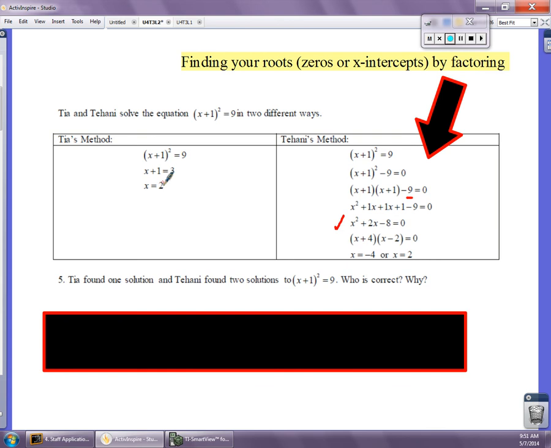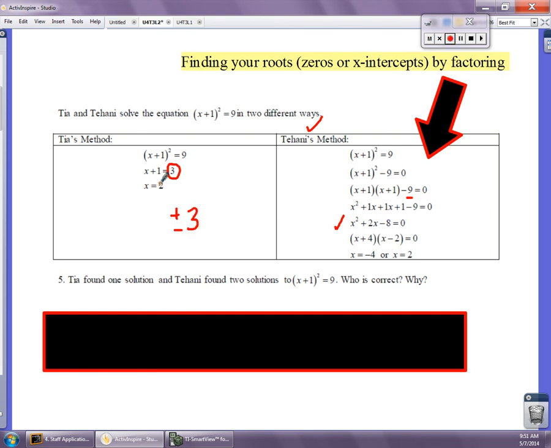Tia's method, it asks you which one is correct. And it's actually Tahani who did it correctly. Tia did it incorrectly. Can you tell where Tia went wrong? Well, it's what we just talked about. When you took the square root of both sides, she said that the only thing that gets you 9 when you square root is 3. But it's actually both a positive and a negative 3.